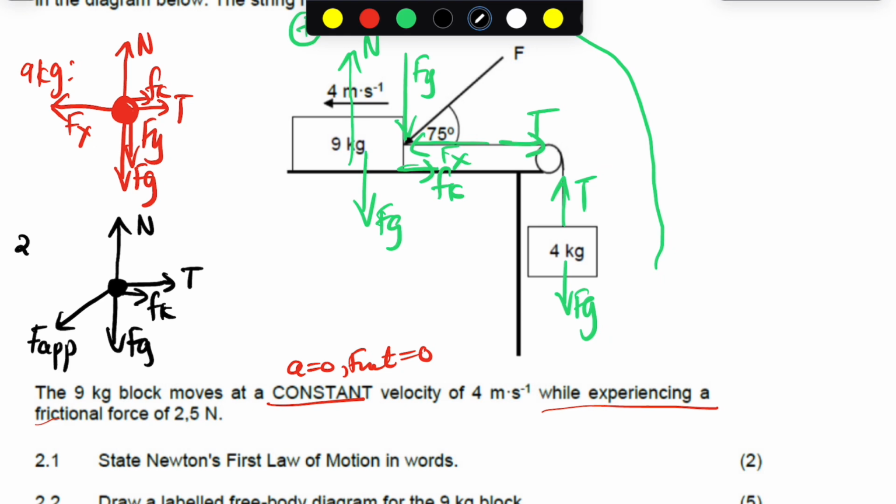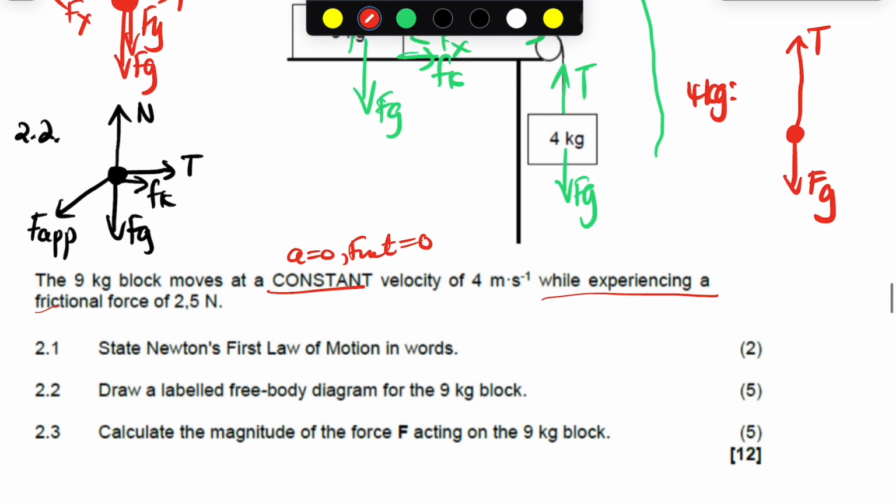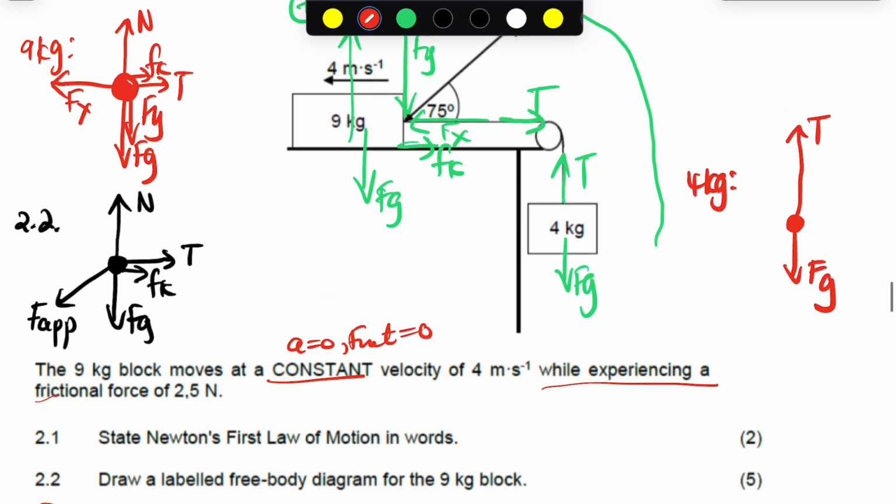This is 2.2. Let's do the free body diagram for the 4 kg. For the 4 kg block, we have the tension that is bigger than the gravitational force because the 4 kg is accelerating upwards. All right, guys, let's go to 2.3.